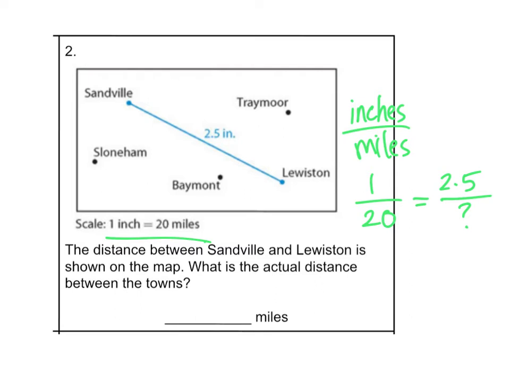miles that is. So we can think about 2.5 as being 1 whole inch, which is our 20 miles, another whole inch, so there's our 2 inches, and then we have another half of an inch. So half of an inch would mean 10 miles. So if we think about 2.5 being 1 plus 1 plus a half, we can see the total miles would be 50 on the map.